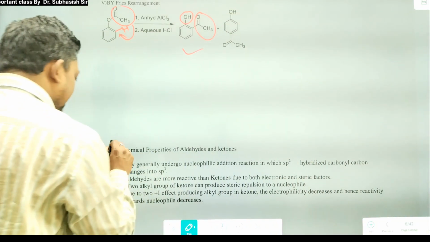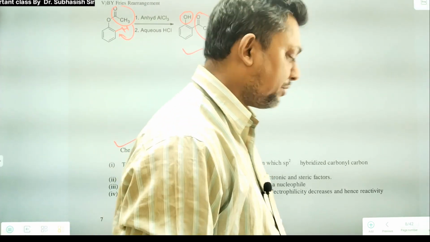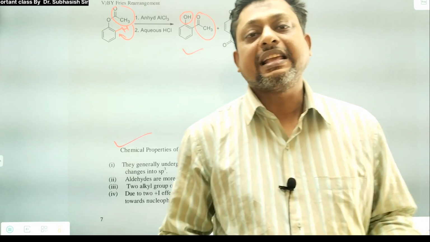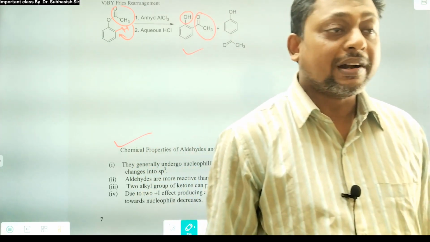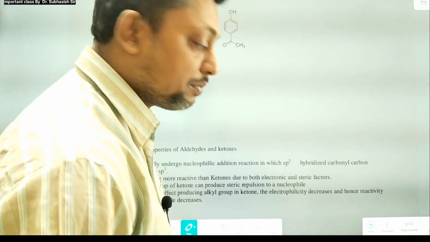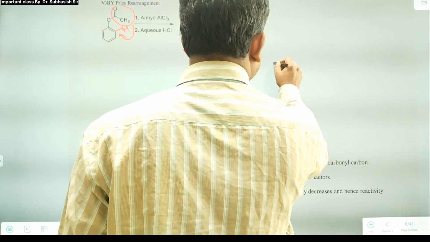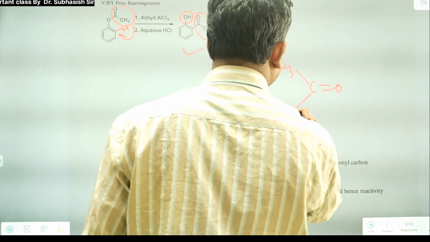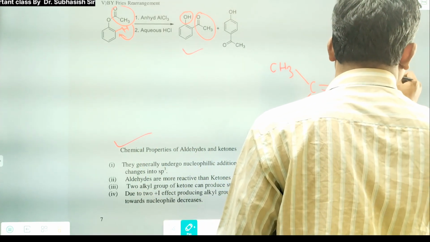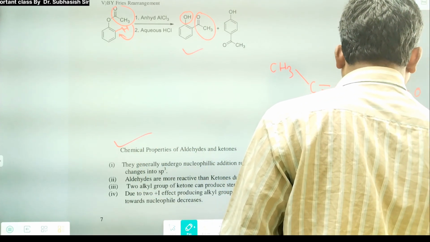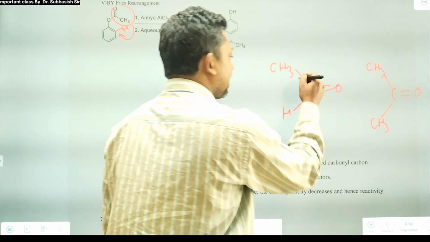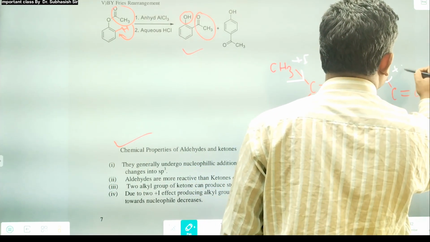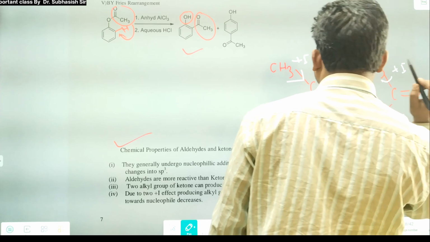Now let us come to the chemical properties of aldehydes and ketones. Well, aldehyde and ketone both are called carbonyl compounds, and they have the same chemical properties. However, aldehyde is much more reactive than ketone. Now let me explain why. So this we call an aldehyde, and this we call what? Ketone. Now in the case of aldehyde you can see there is one plus I effect producing group. In the case of ketone there are 2 plus I effect producing groups.